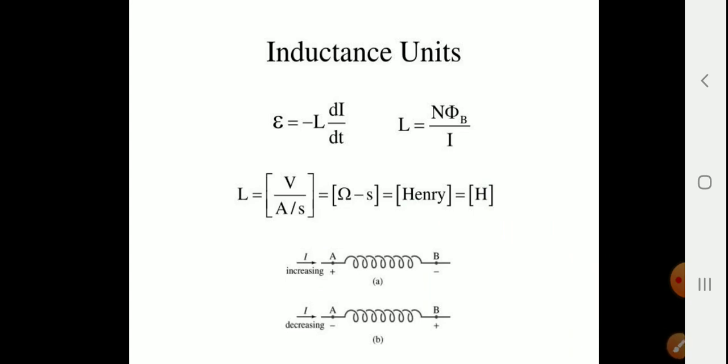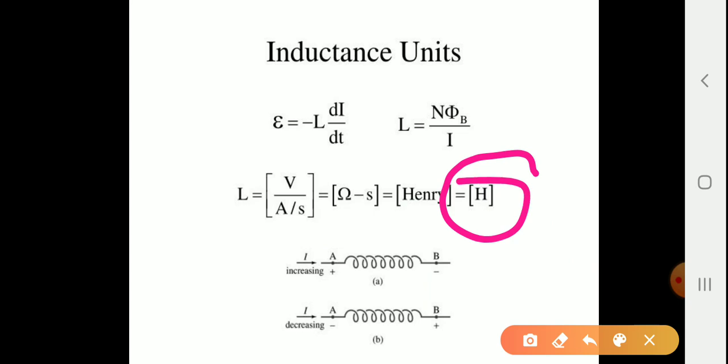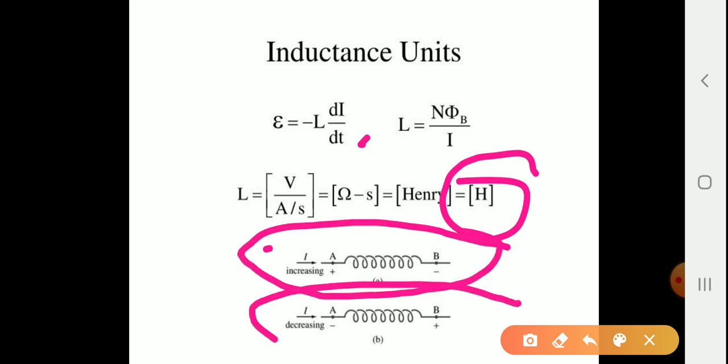The inductance unit is generally Henry. So the EMF equals minus L di over dt. So L equal to n phi B upon I. So L equal to volt upon ampere per second, equal to ohm seconds, equal to Henrys. This is the increasing case and this is the decreasing case with respect to flux density and cross section area in the coil of inductance L.